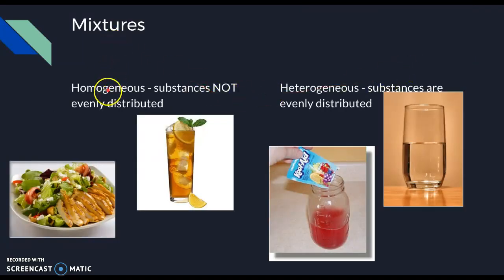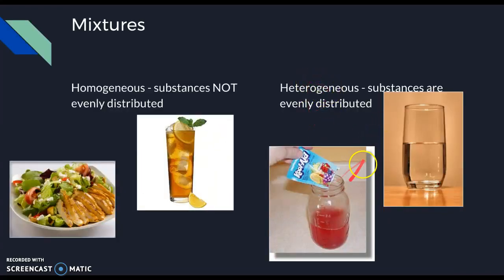Okay, so there's homogeneous mixtures. The substances are not evenly distributed. Look at this salad down here. I can see that there's way more lettuce, then there's some tomatoes, and there's some chicken, and a bunch of other stuff that I don't know what it is. But you can tell that all these things are separated. In this tea right here, you can see the lemon, there's ice, there's the water, there's the tea, there's this little mint. Anyway, and then these are mixed up.